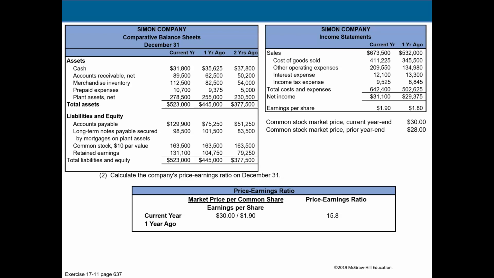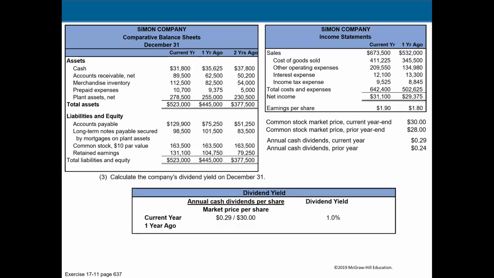The market price per share is running $30. It states that in the problem. And then the earnings per share is $1.90. That's going to be stated on the income statement. So the price earnings ratio is 15.8. And the previous year is 15.6. So their price to earnings ratio is increasing, which isn't a bad thing.